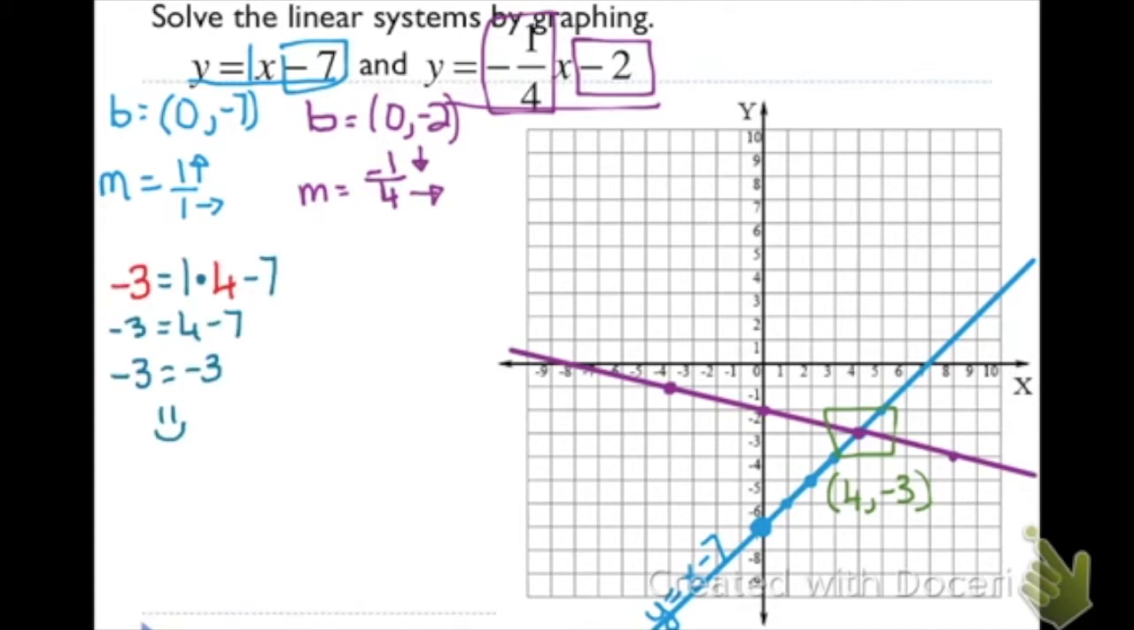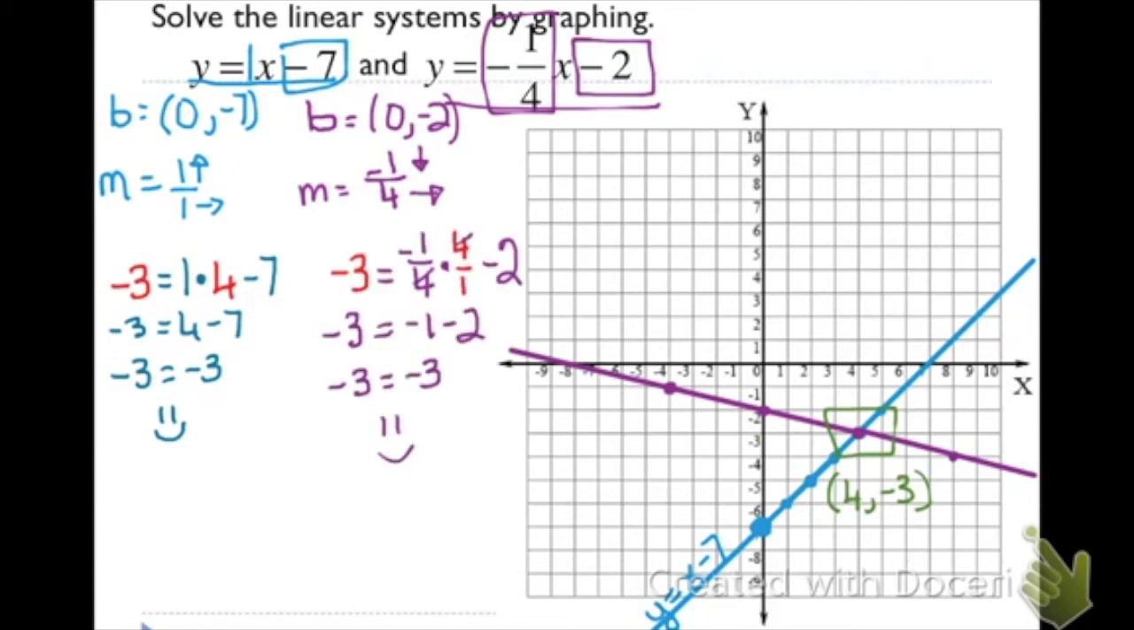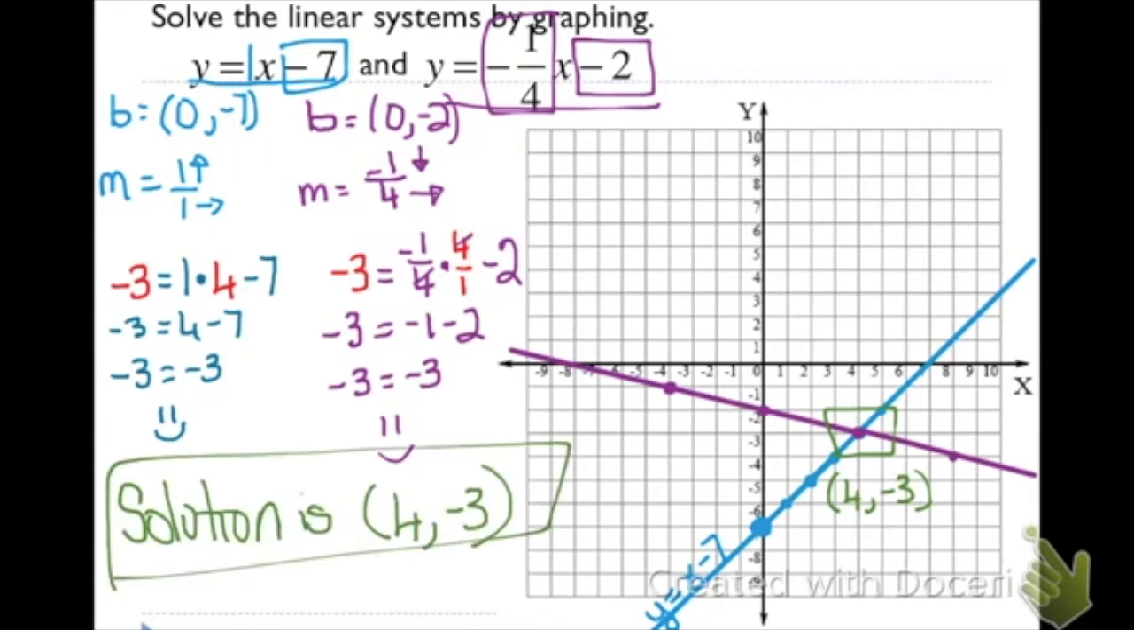And as we can see on the first equation, when I put -3 as y and 4 as x, and I solved it, I got -3 equals -3. Woohoo! So it is a solution to that equation. Now let's try it on our second equation. And as we can see on this second equation, when I replaced y with -3 and x with 4, and I put it as 4 over 1 so you could see my work, that -3 equals -3. So the solution to this equation is (4, -3).